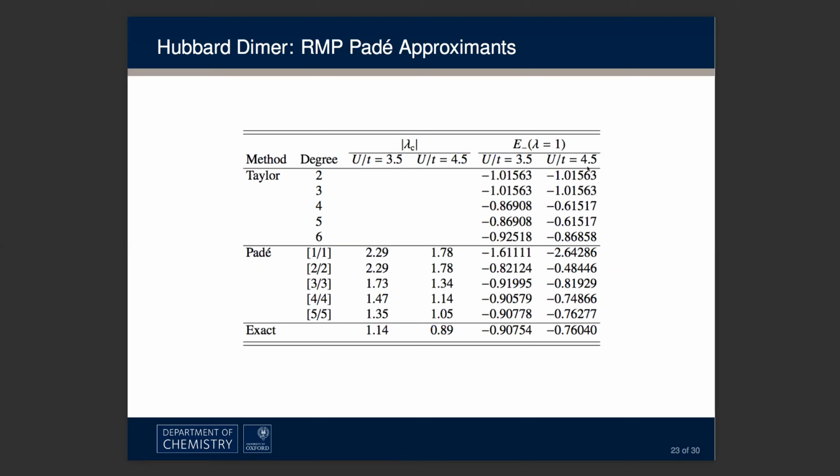But if we look at the Padé series, we get actually a much better convergence towards the exact energies. Now, in this case here, we see there's still an error of about 0.003 units of t. So there's actually still quite a large error in the Padé approximant energy.